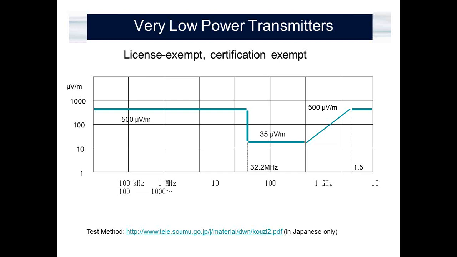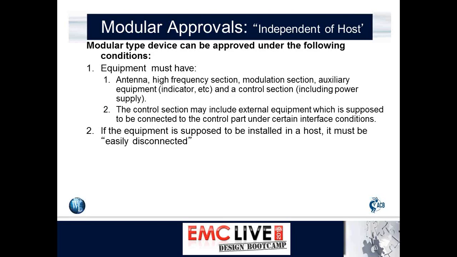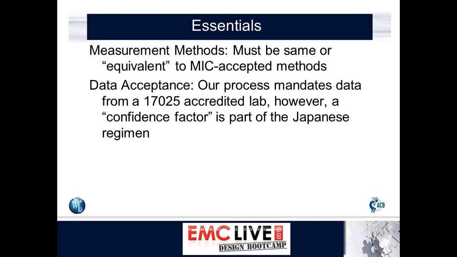And you can see in the mid-band from 30 megahertz up to, I guess that's 1 gig or so, you're essentially looking at below the Class B limit for unintentional emitters. So this is very low power stuff, but it may be useful in certain short range types of devices. There is something called Modular Approval, independent of host, with similar requirements to the FCC. So if you are integrating a module that already has Japan approval, this basically allows you to do this without any additional certification.